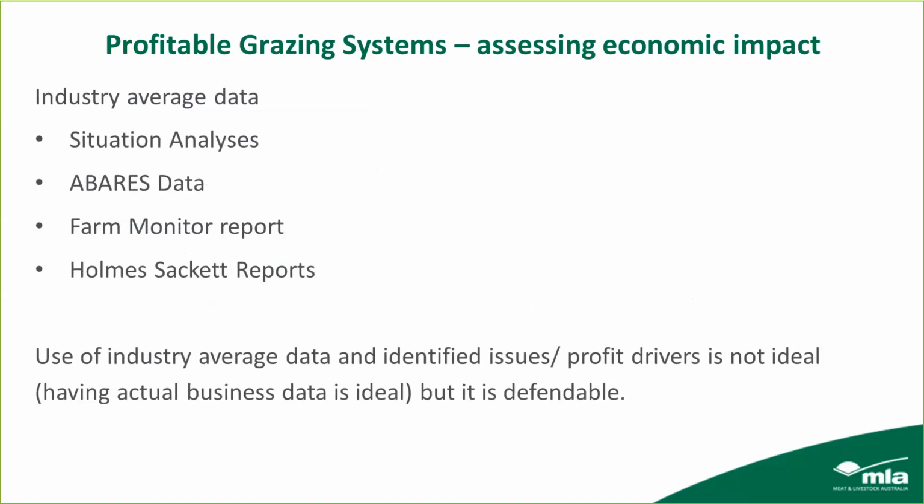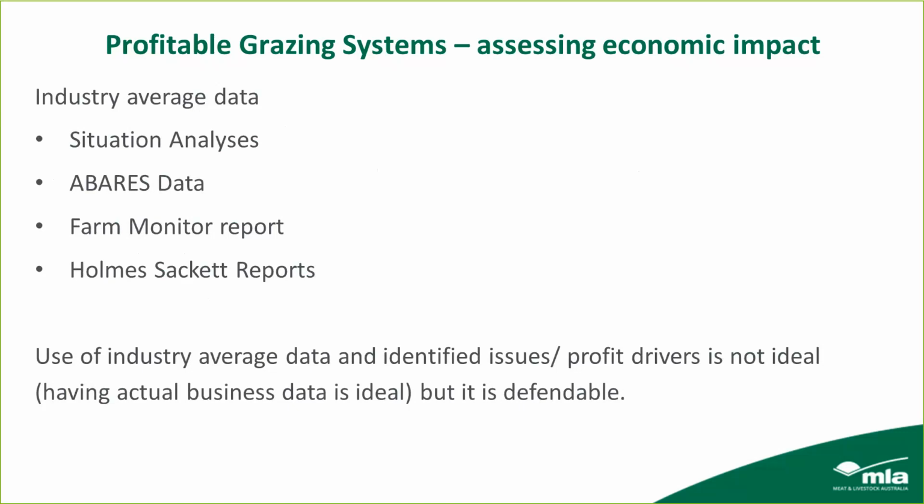In the absence of that data, also to complement that data as well, there's some good resources out there on industry average and also top performing businesses. So there's the situation analyses that Meat and Livestock Australia commissioned a few years ago for northern beef and southern lamb, which give a good snapshot of the industry, where it's at, what the issues are and what the better performers are doing, all of which will be useful within the Profitable Grazing Systems project in terms of assessing economic impact. There's also ABARES data, which is available through the ABARES website, but there's also an MLA portal where you can access business data from across Australia. And it is quite a good resource for regional information.